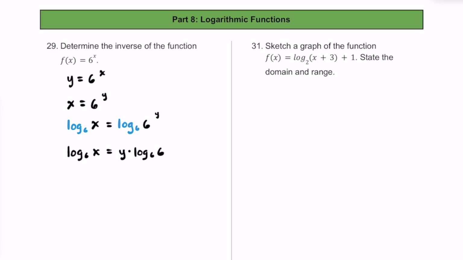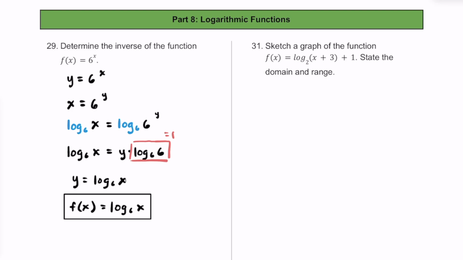Now, something else to remember here is log base 6 of 6, this piece right over here, is just equal to 1. So if we know that this is equal to 1, then we can just say that y would be equal to log base 6 of x. So the inverse function here is going to be f of x equals log base 6 of x. This would be the inverse function for that exponential function that we started with.